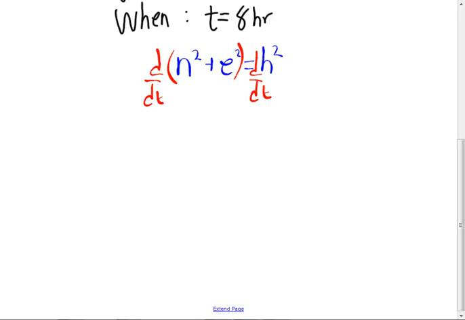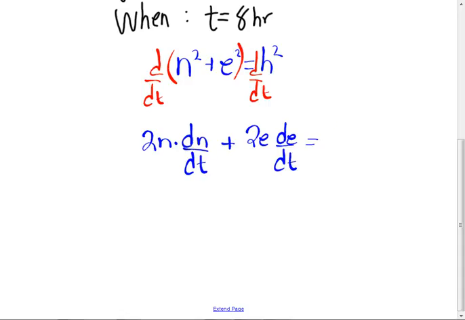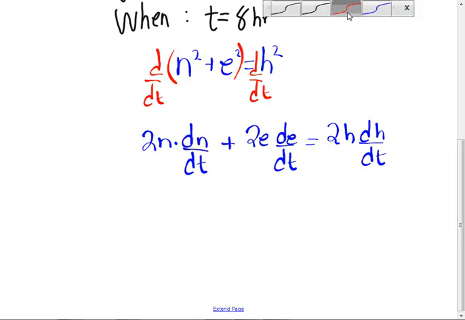What's the derivative of N squared? 2N times dN/dt. Plus the derivative of E squared, 2E times dE/dt, equals 2H times dH/dt. I don't like all those twos, so guess what I'm going to do? I'm going to get rid of them because there's a 2 in every term, so I can do that.